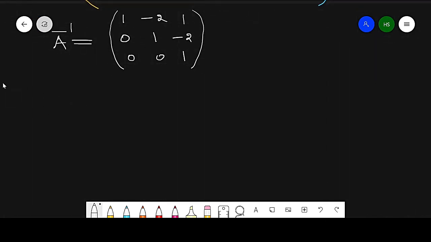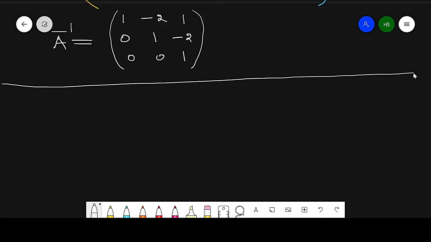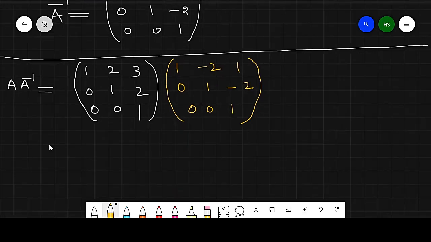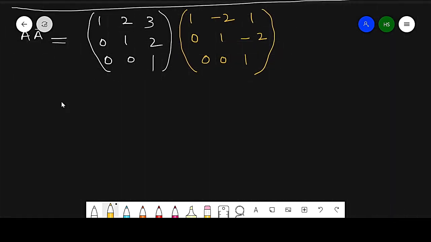In order to check my answer, I just multiply A into A inverse. So if A is, in this case, [1, 2, 3; 0, 1, 2; 0, 0, 1], and A inverse is [1, -2, 1; 0, 1, -2; 0, 0, 1]. Now multiply these two matrices and check whether it will become identity or not.